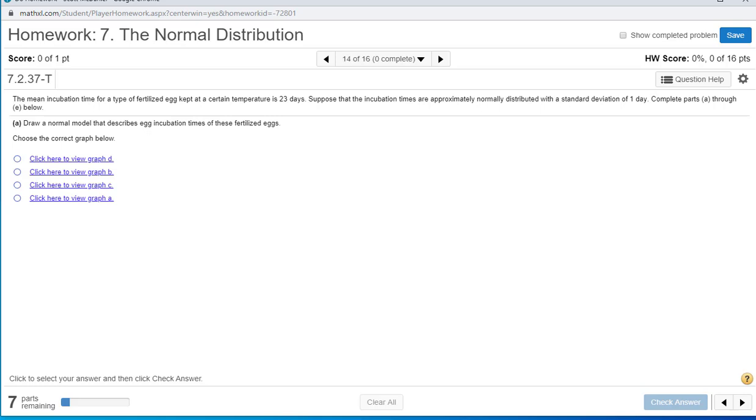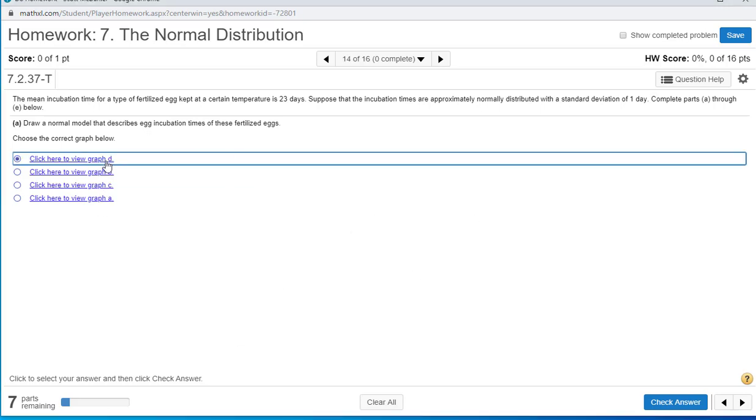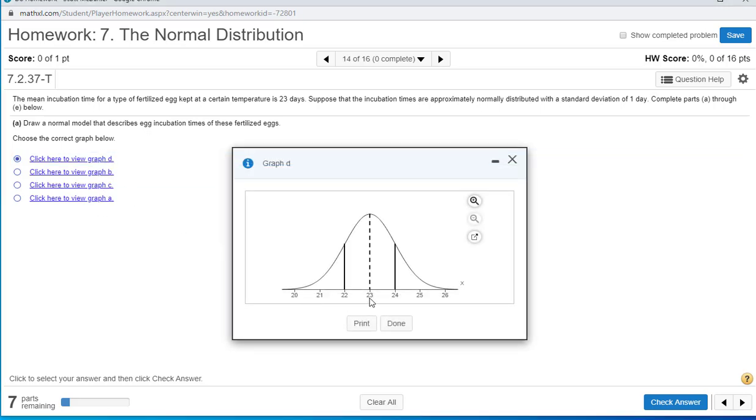So before I look at all these, I'd probably sketch one out by hand. Okay, so here's what I've done by hand, and I just did a quick sketch. Now I can look at these and see which one compares. If we look at each of these, there's D, 23, that's the mean, right in the middle, and then we go out 1 standard deviation. This one appears to be it.